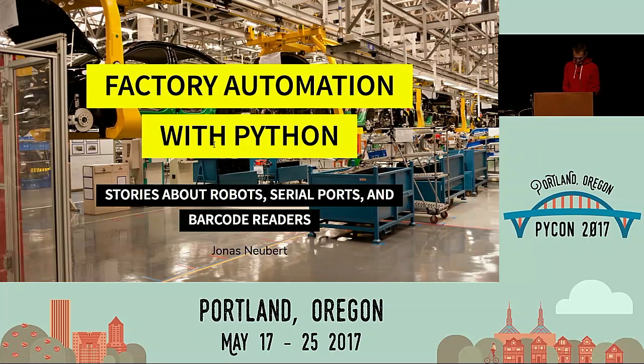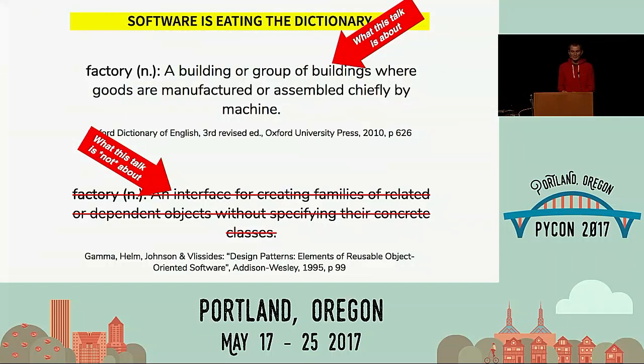Let's talk about factory automation. This is my title slide, obviously. And I did some keyword stuffing there. And I put this nice stock photo of a car assembly line into the background just to make it extra clear that this talk is about factory as in building a group of buildings where goods are manufactured or assembled chiefly by machines. That's from the Oxford English Dictionary.